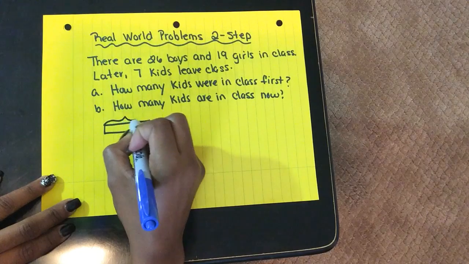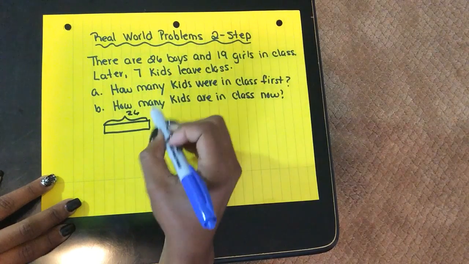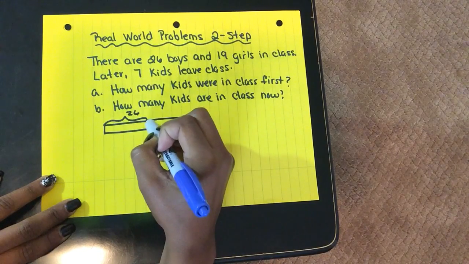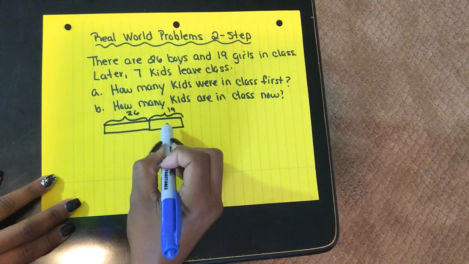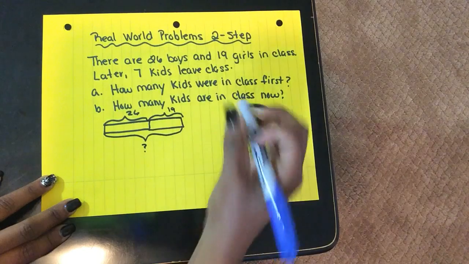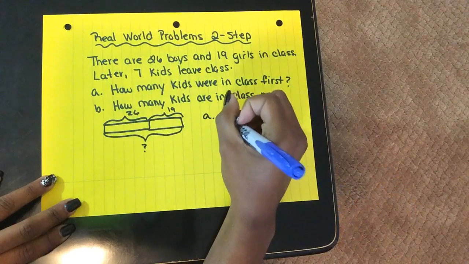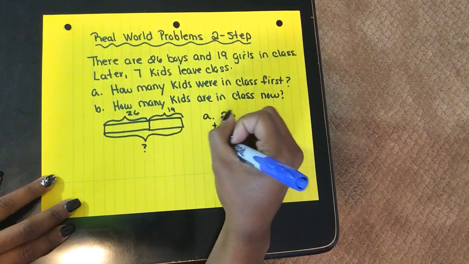Once again, it doesn't matter the size of the bar model. We know that 26 is larger than 19, so the second half is going to be slightly smaller than 26. So we know the first part, the second part, we don't know the whole. Okay? Now for A, how many kids were in class at first? So in order to find out, we need to add 26 plus 19.